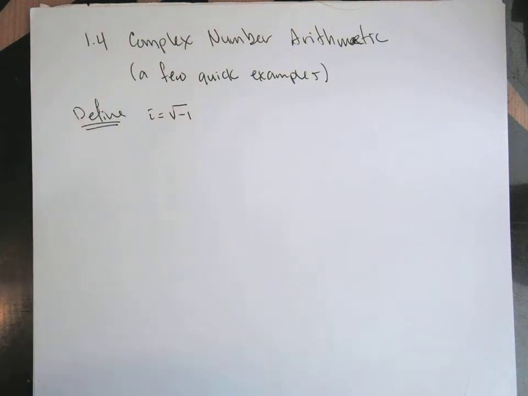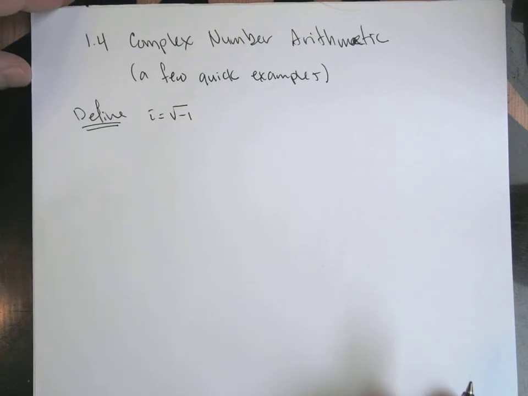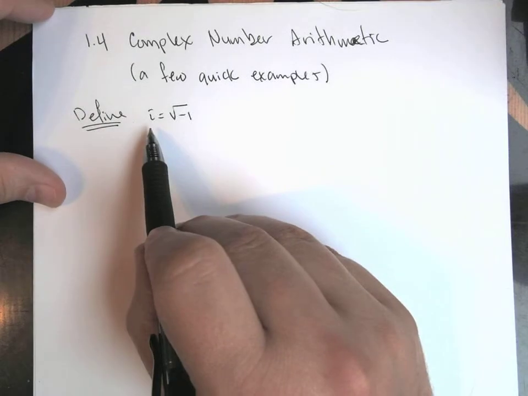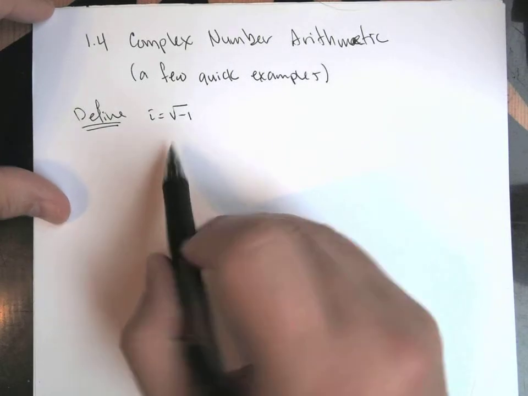Alright, I'm just going to do a short video where I run a couple quick 1.4 examples. 1.4 is this complex number arithmetic, and so the new information is that we're defining i to equal the square root of -1.